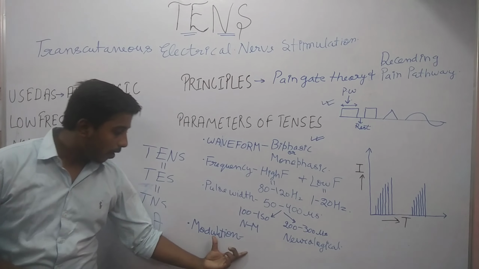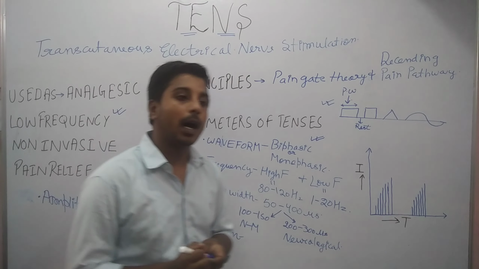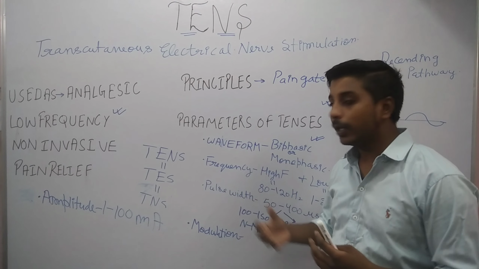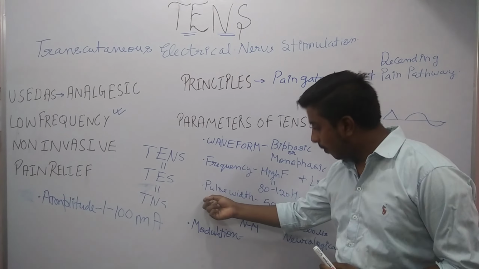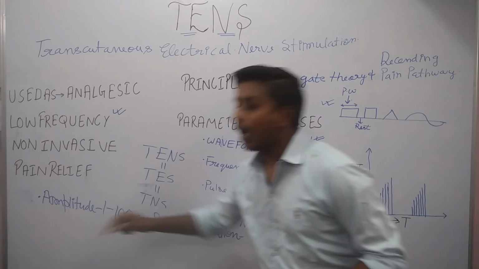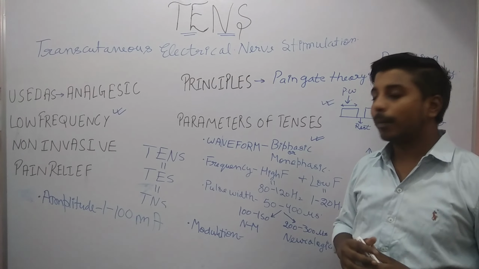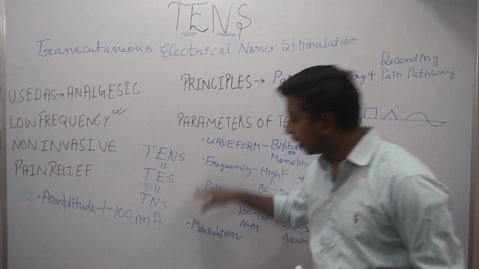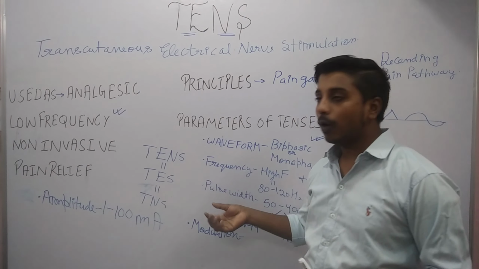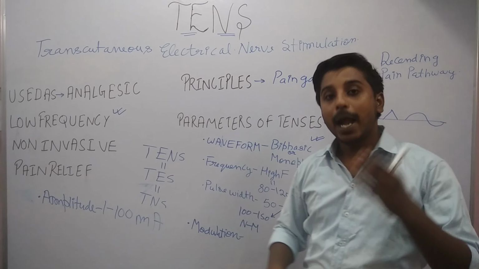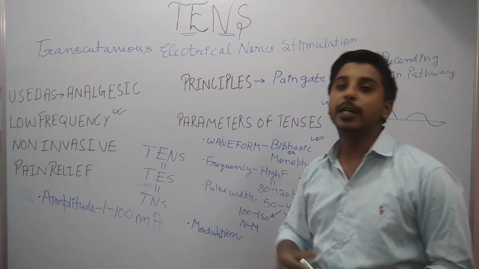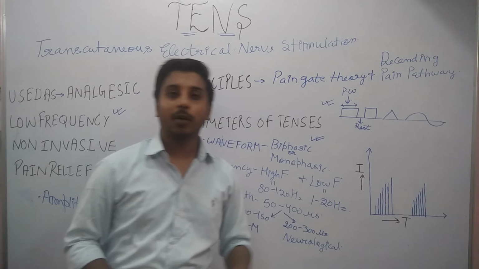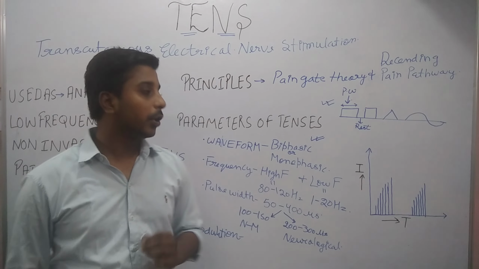Let's now come to the modulation point. Modulation means how we can change or alter the values according to our needs. It can be frequency modulation, pulse width modulation, or amplitude modulation. Most commonly, the machines have either two or all three modulations. Either we can modulate two or three variables among these, and the most commonly modulated is amplitude. So the most common type of modulation used is amplitude modulation.